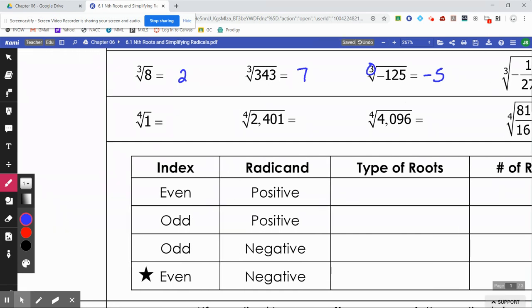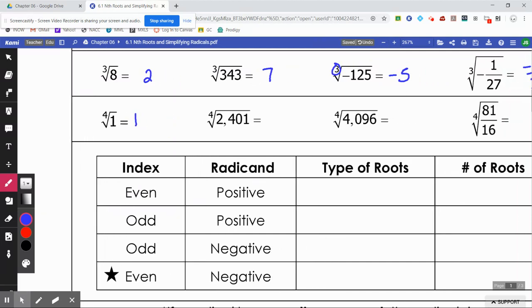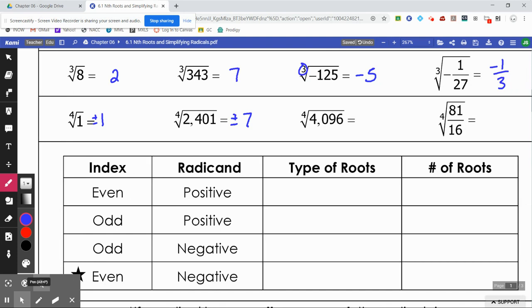Fourth roots, now you can't take the fourth root of negatives or you're going to end up with imaginaries here. Fourth root of 1 is 1. That should have been a plus or minus 1, because a negative 1 to the fourth is also 1. Again, the fourth root of 2,401 is plus or minus 7. And you can check that by doing 7 times 7 times 7 times 7, which is 49 times 49, which does give you that.